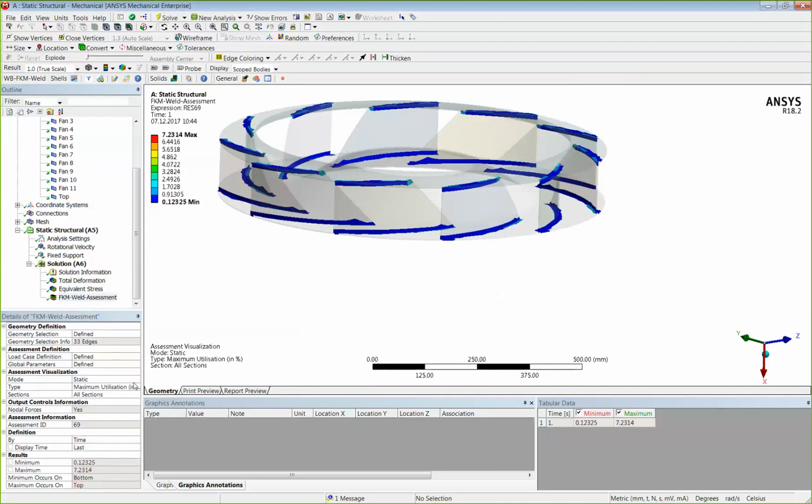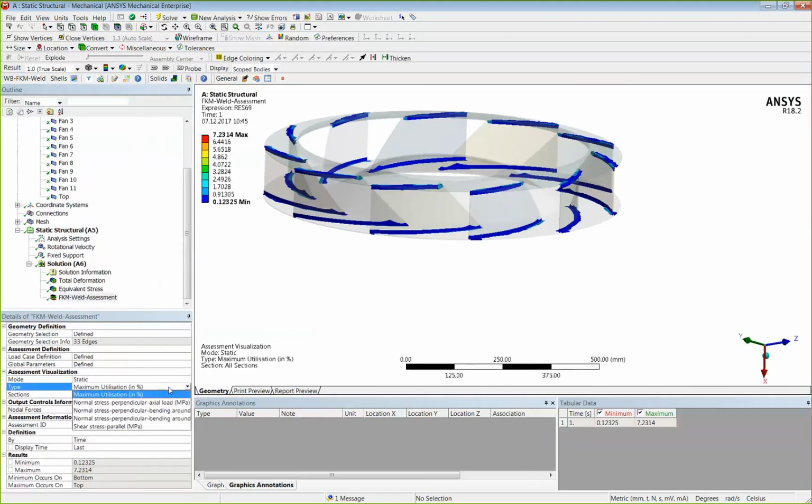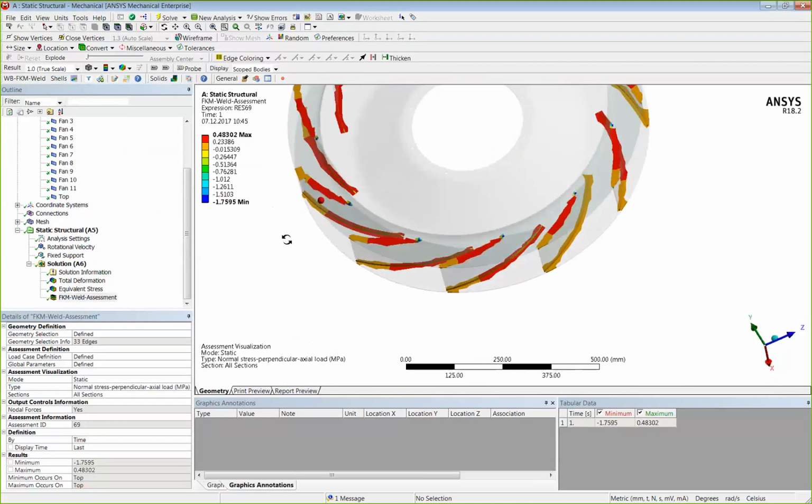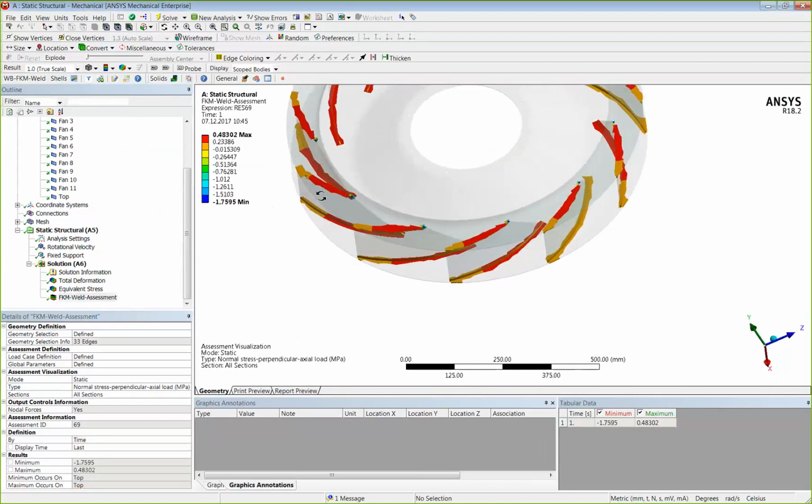And what we also could do is say, okay, I do not want to see the maximum utilization. I want to know if it is a stress perpendicular, or bending, or shear, which of them is causing me the trouble, so I can also look at what these stresses are. And here I see there's not really a normal stress perpendicular, so that is also the reason why we don't have much of a degree of utilization in this area. Simply just a nominal stress.